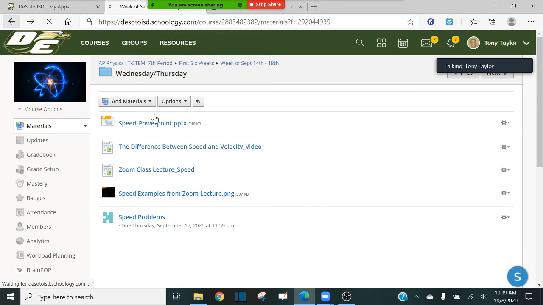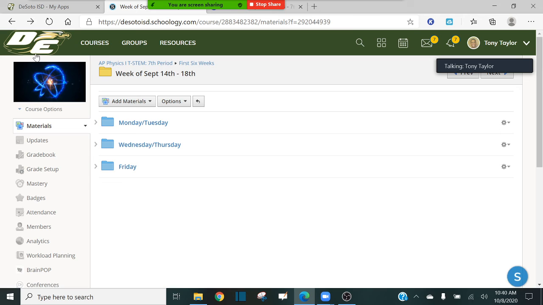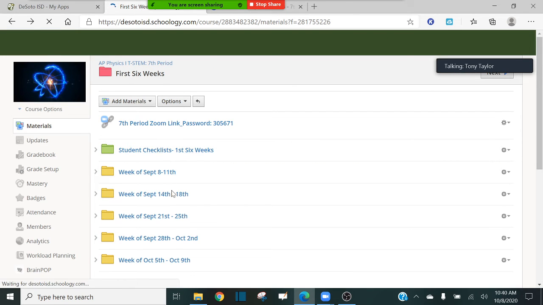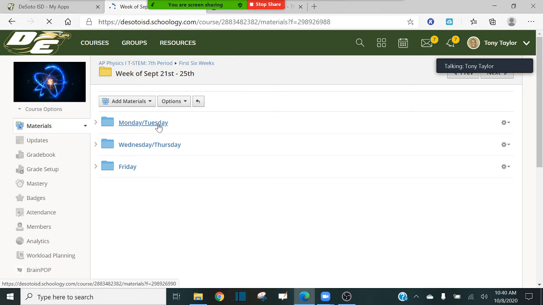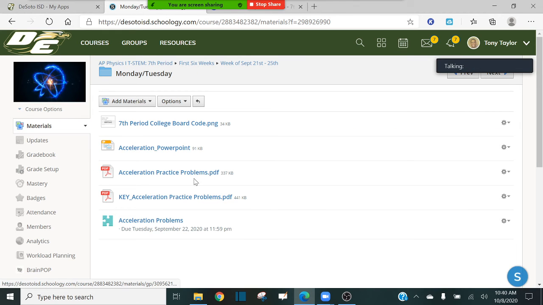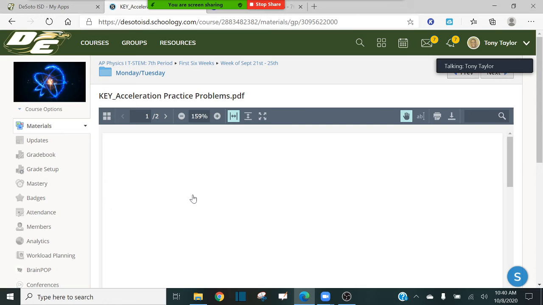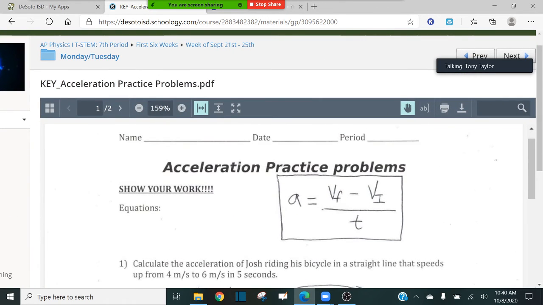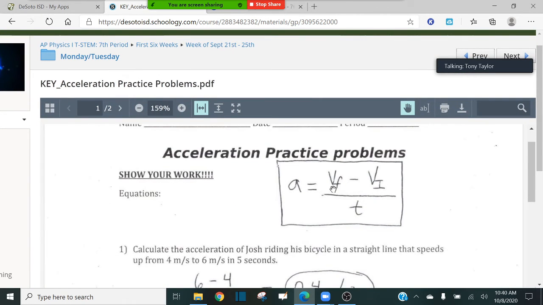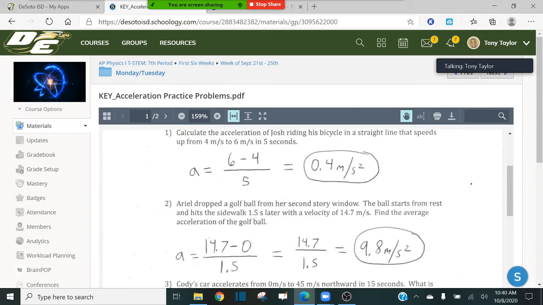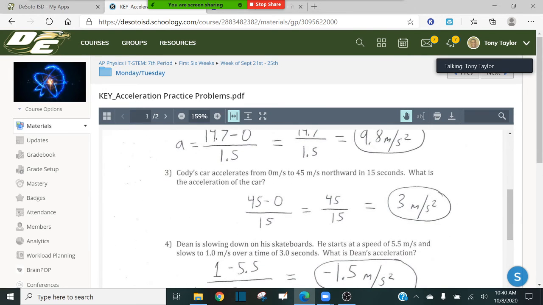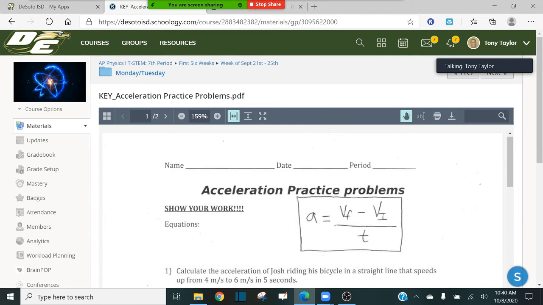Also, I would go over the acceleration PowerPoint as well. So there was an acceleration PowerPoint that I posted. I would go over the acceleration PowerPoint. And also, these acceleration practice problems are still available in Schoology for you all. Basically, using this equation, acceleration is equal to final velocity minus initial velocity divided by time. So I would go over some of these problems here, just to be sure you guys are good on using the acceleration equation. So I would go over that.